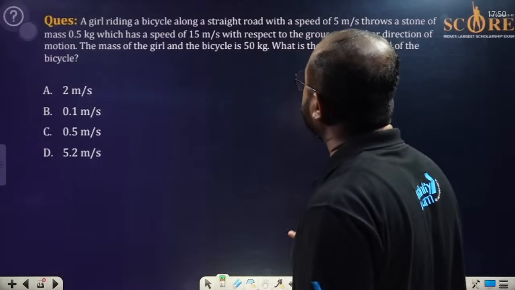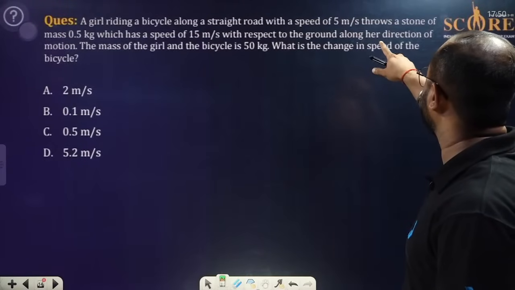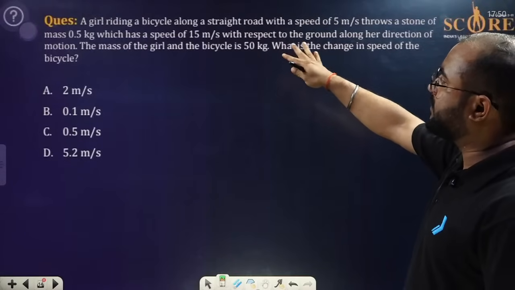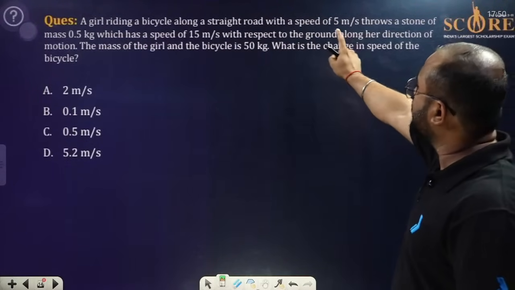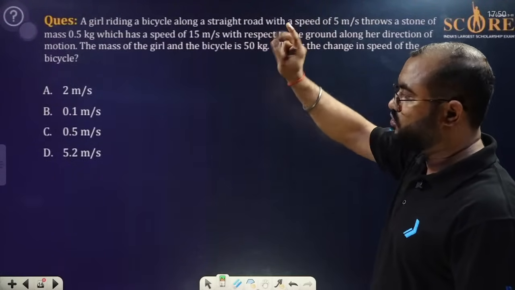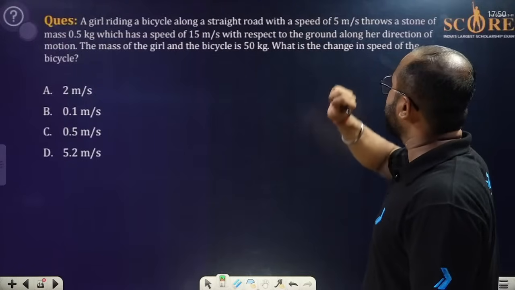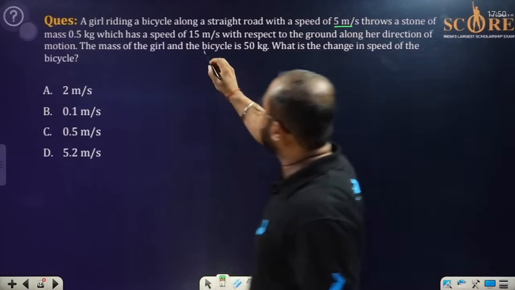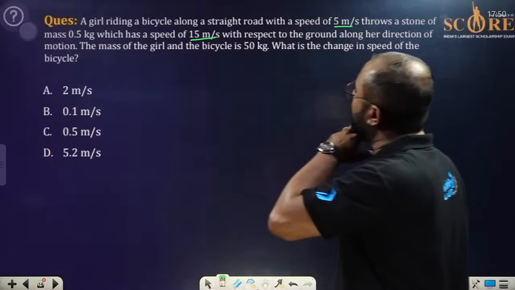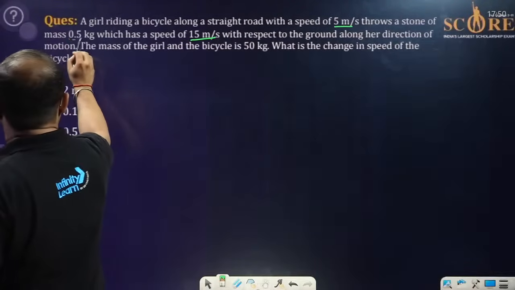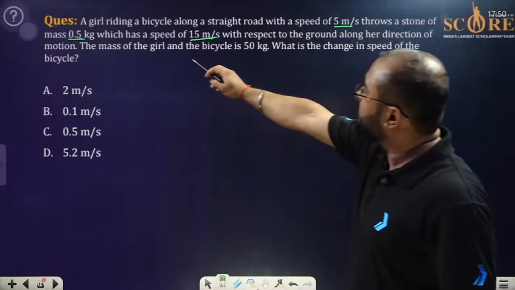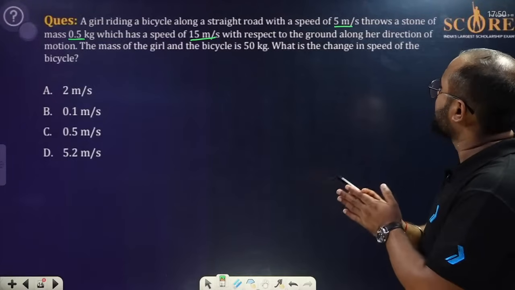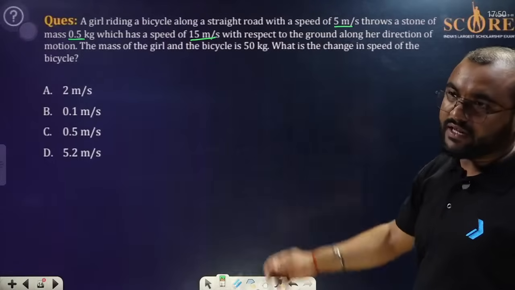A girl riding a bicycle along a straight road with the speed of 5 meters per second throws a stone of the mass 0.5 kg which has the speed of 15 meters per second. So now there is a girl, there is a stone, two bodies are given to you, moving with two different velocities, 5 meters per second and 15 meters per second. The mass of the stone is 0.5 kg. The mass of the girl and the bicycle is 50 kg combined. What will be the change in the speed of the bicycle? That we have to find out.